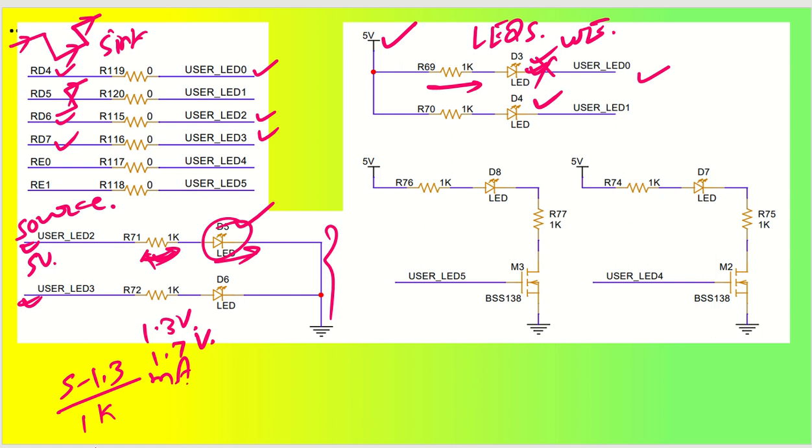So you have to understand what is coming. It is 5 minus 1.3, that is 3.7 milliamps. So 3.7 milliamps current is flowing in this. If you want to increase the current, you can go ahead with, let's say, 500 ohm. So in 500 ohm it will become 7.4 milliamperes.